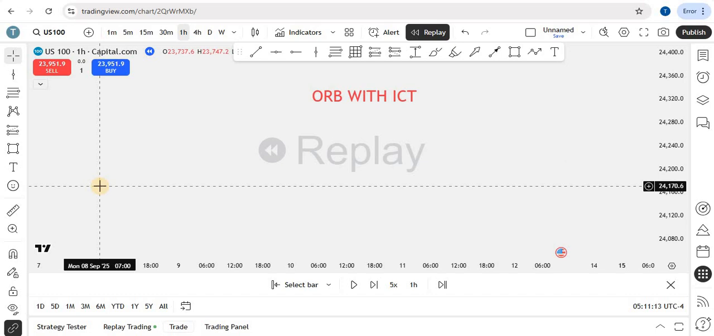Today I will bring you a new strategy with ICT concept. Once I give you this strategy, make sure you add your confluences and make your own model by doing a backtest on it. Okay, so let's get started.